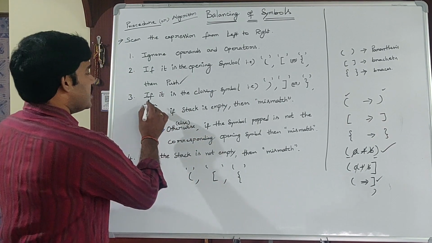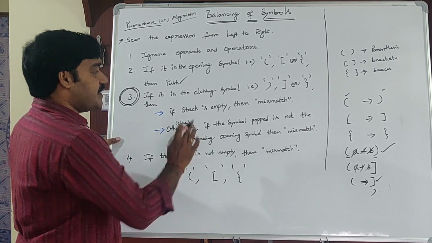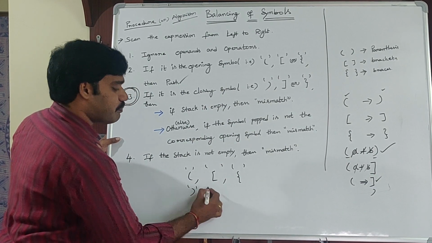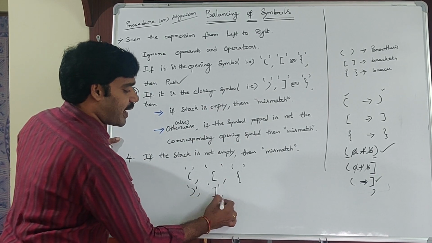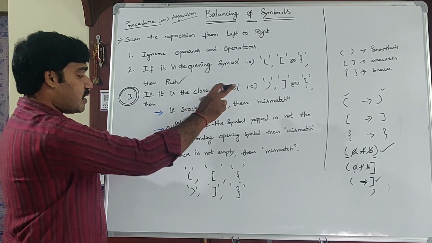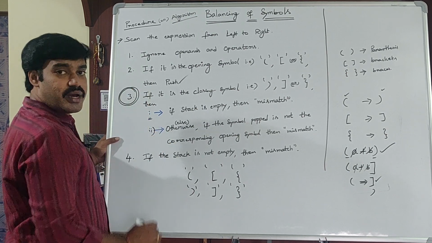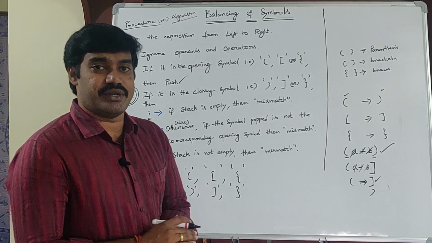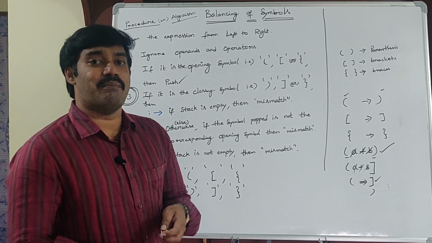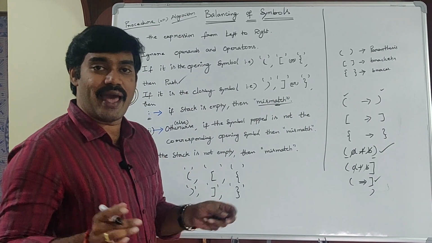Next one is if it is the closing symbol. This is the important point. If it is the closing symbol, meaning closing parenthesis, closing bracket as well as closing brace, then perform two steps, one as well as two. What is the first one? If the stack is empty, then unbalanced. Symbols are unbalanced. Simply I am writing mismatch. That means symbols are unbalanced.